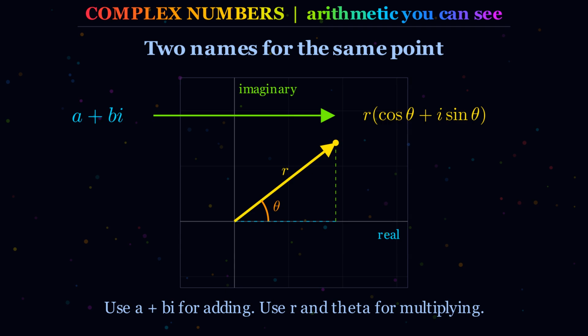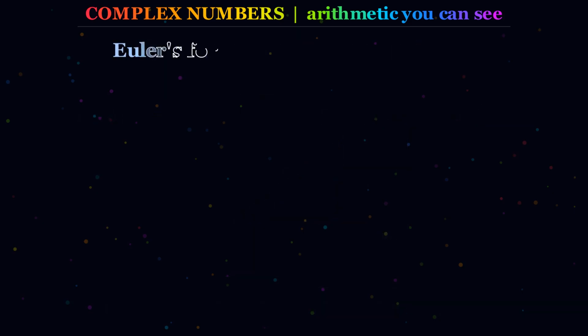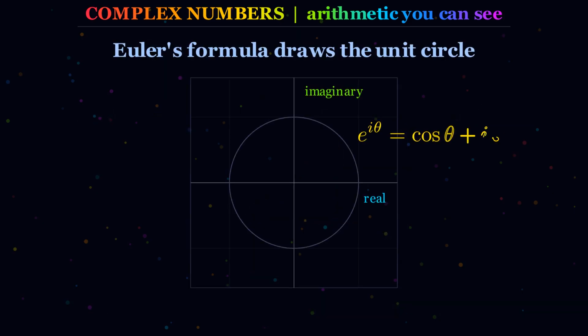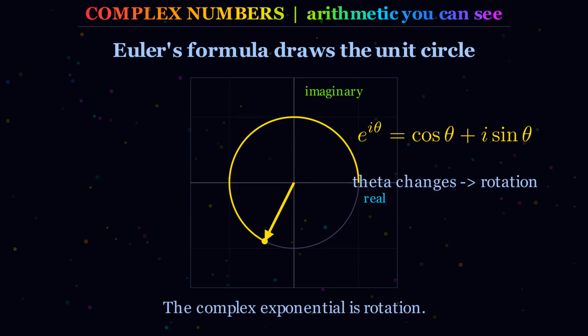Euler's formula is the bridge. e to the i theta equals cosine theta plus i sine theta. As theta changes, this number walks around the unit circle. The exponential is not leaving the plane. It is drawing rotation in the plane.